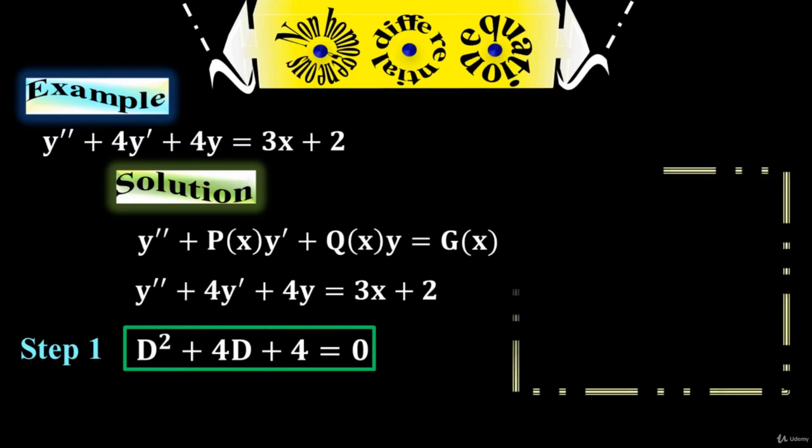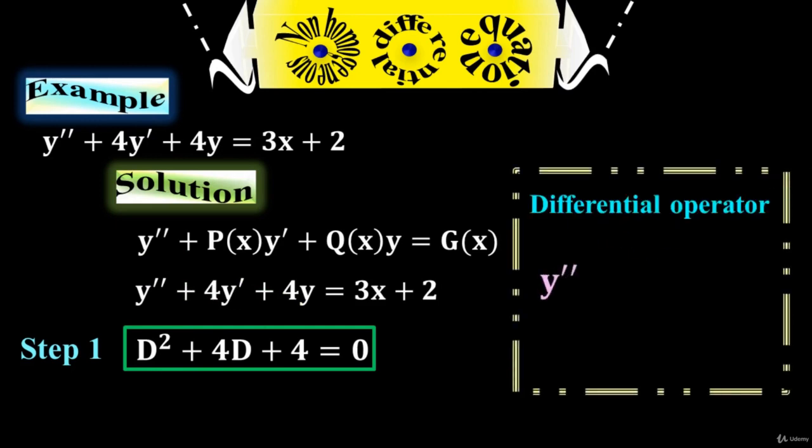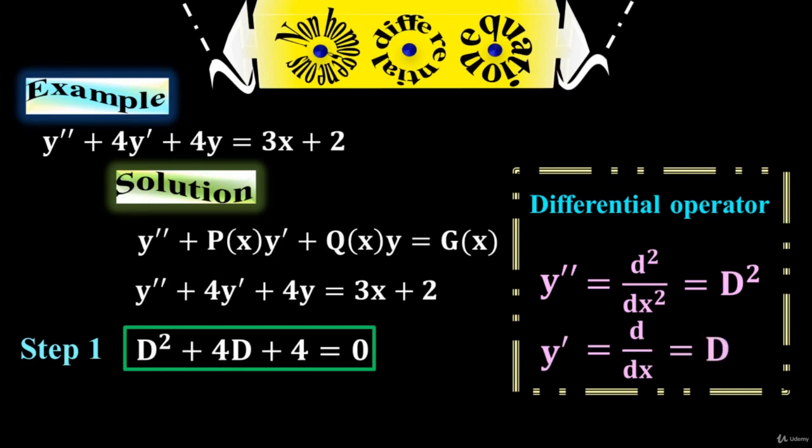Let me repeat it again. Can I write y double prime equals d squared or dx squared? And it equals d squared. Y prime equals d or dx. It equals d. That's how we put d squared plus 4d.